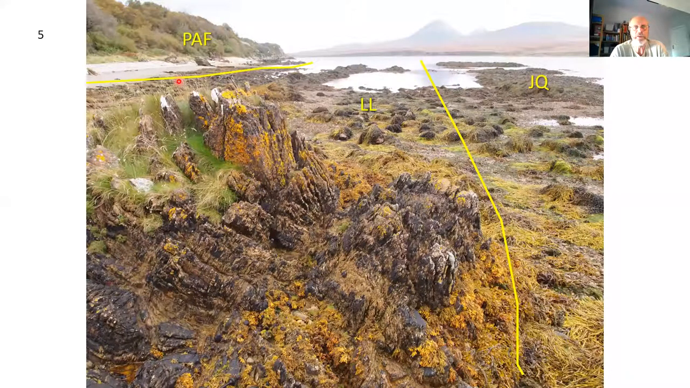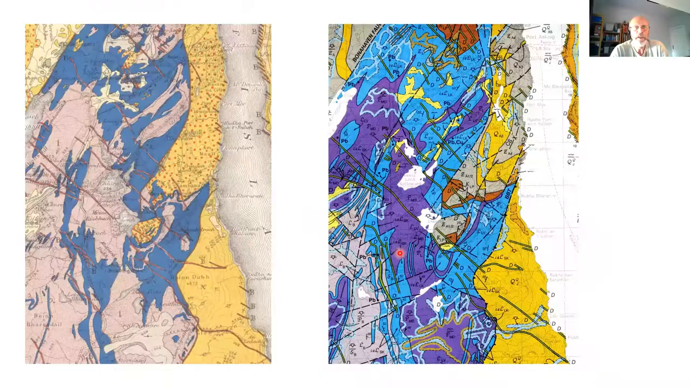So there's several faults trundling into this area. Just want to quickly show you some geological maps, contrasting geological maps, and just have an explanation of what this fault is all about.